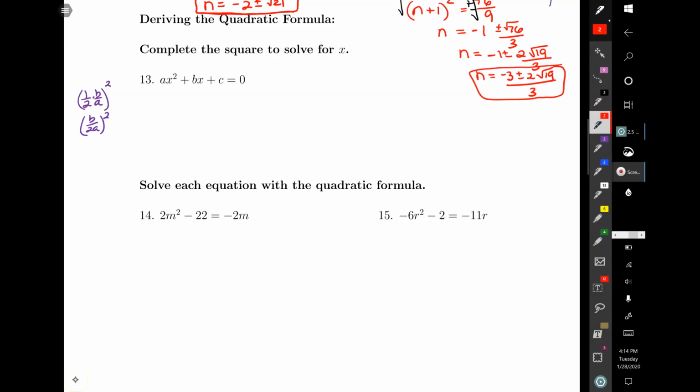Okay, for part 3 of this video set, we're going to look at the quadratic formula. First, we're going to derive it by completing the square. Number 13, ax squared plus bx plus c equals 0.